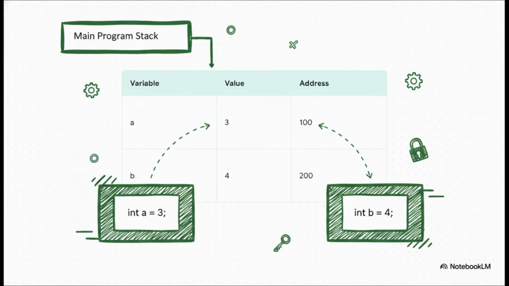To see how this plays out, let's look at a starting memory map. We've got an integer a holding the value 3, sitting pretty at memory address 100. And we have integer b holding the value 4, hanging out at memory address 200. These are our actual parameters, right? They each have their own totally distinct spaces in memory.